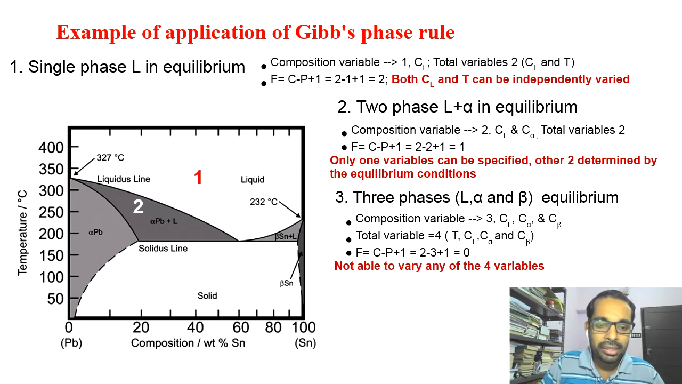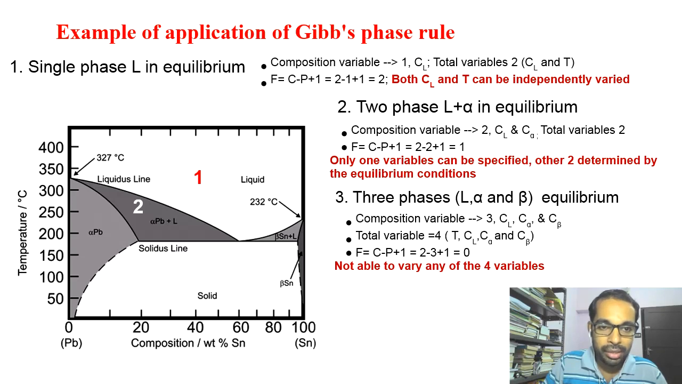At low temperature it is in the solid form. On the left-hand side you can see alpha Pb, which represents the solid state of the lead medium, and on the right-hand side you can see beta tin, the solid state of the tin. On the top portion, after the liquidus line, it is in the liquid phase.